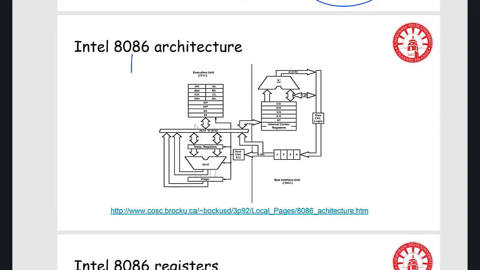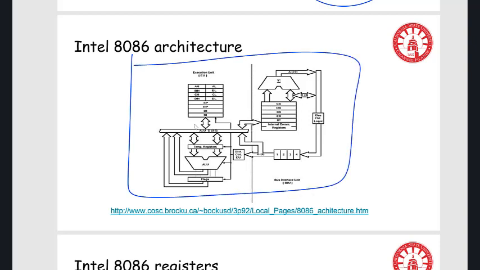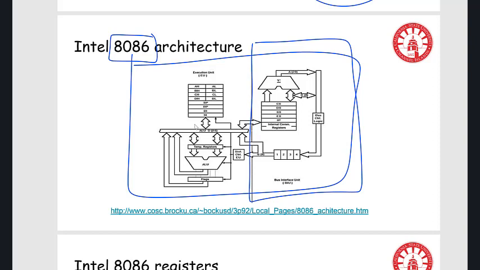So this is the general architecture of the 8086 processor. Basically, as you can see from here, the system is divided into two main units. The first one is the bus interface unit, and the second one is the execution unit.